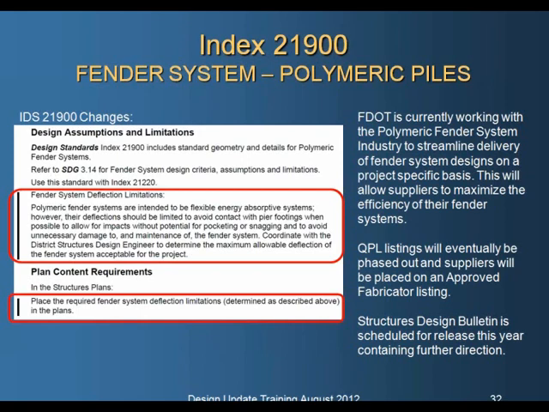We've all realized, including the manufacturers, that the current system of QPL listing is not allowing them to maximize the efficiency of their systems. So therefore, we've been meeting with them. We'll be releasing a bulletin in the near future, and the QPL listing will eventually be phased out, and we will basically have them on an approved fabricator listing. The design will most likely end up in the contractor's hands. I don't see any other way currently to avoid that, so be looking out for changes in the near future.